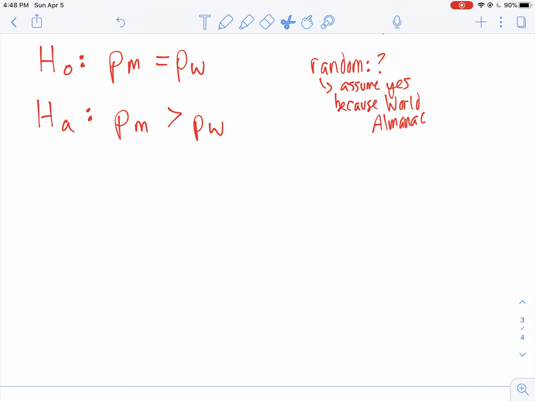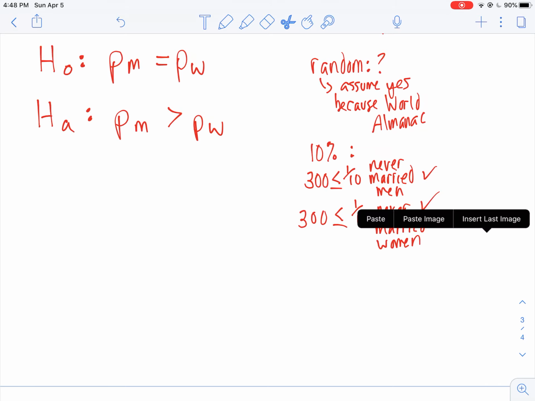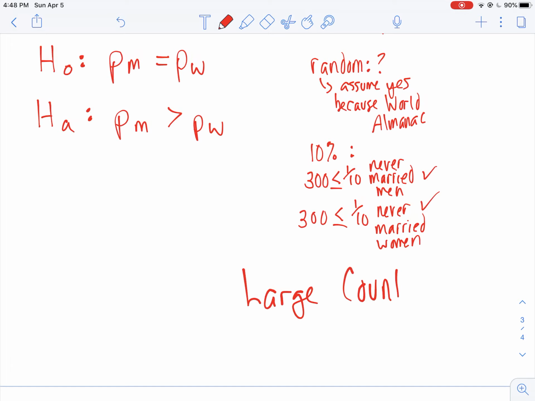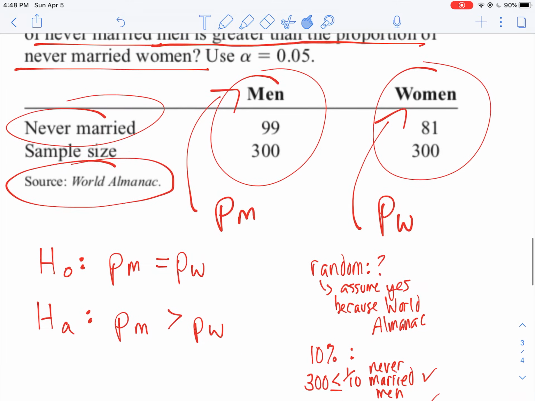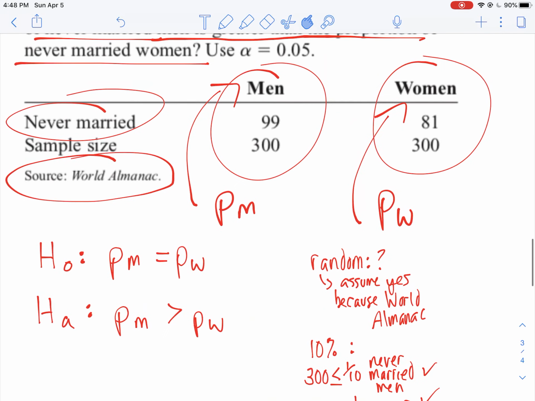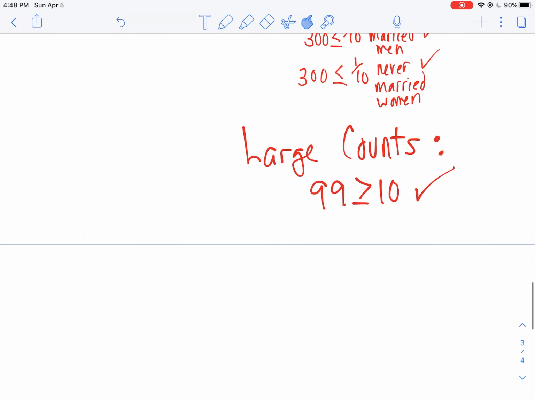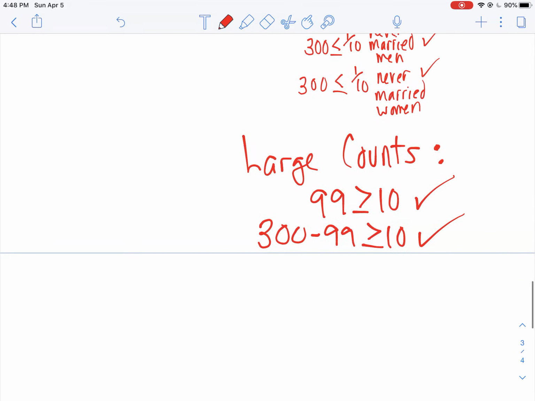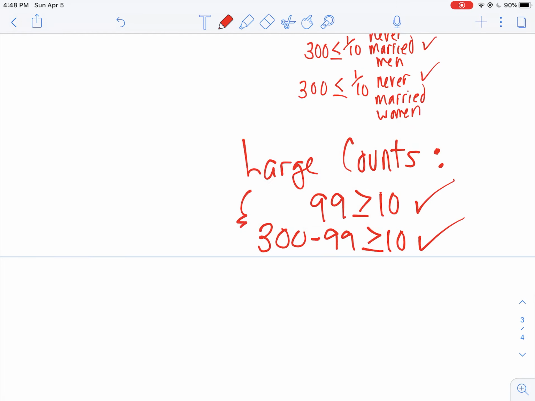Good. Now our last condition, large counts. So let's see what we're looking at here. For the men, we've got 99. 99, is that greater than or equal to 10? Certainly is. But you also have to check what you would consider a failure. In this case, 99 out of 300 are never married, so we're going to say that whatever's left, 300 minus 99, that should also be greater than or equal to 10. I think we can safely say that. We're in good shape. And I'm even going to put down here men, just so I have that handy.